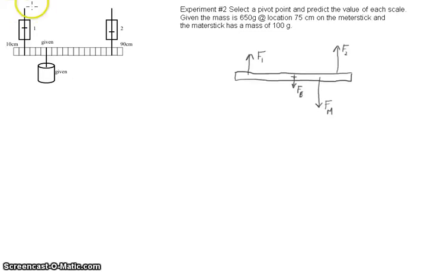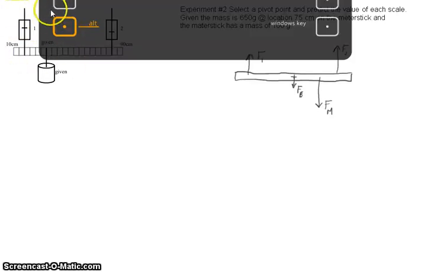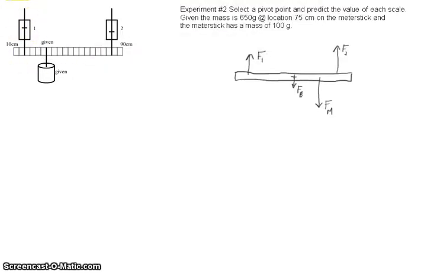Okay, here's experiment number 2. We have scale 1 and scale 2, essentially pulling up, and the force of the earth and the force of the mass pulling down. Looking at this, we need to select our pivot point, which I'm going to select at F1.